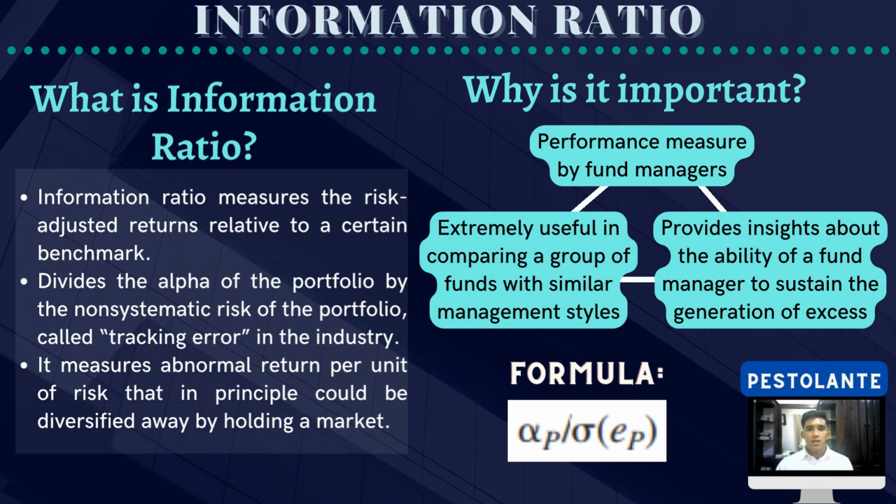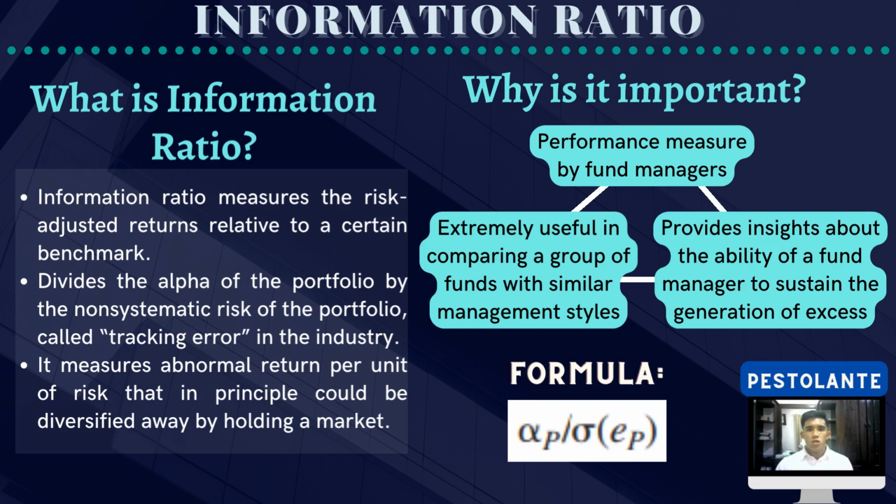Now I'm going to discuss the information ratio. The information ratio measures the risk adjusted return of a financial asset or portfolio relative to a certain benchmark. Thus, it divides the alpha of the portfolio by the non-systematic risk of the portfolio, called the tracking error. It measures the abnormal return per unit of risk that in principle could be diversified away by holding a market.